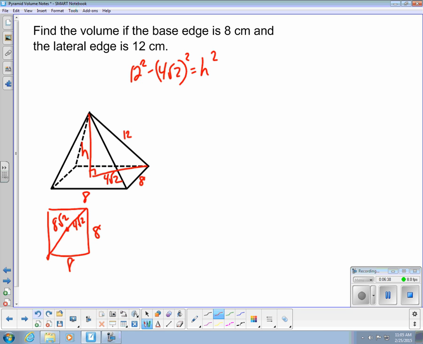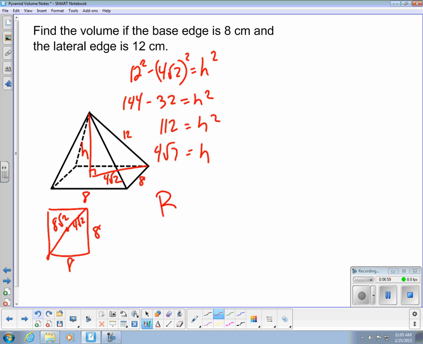Now remember that (4 square root of 2) squared is where some of you messed up on the last test. So let's make sure we simplify that correctly. That's 144 minus 16 times 2, which is 32, equals h squared. That's 112 equals h squared. H is equal to 4 square root of 7 when we simplify that.